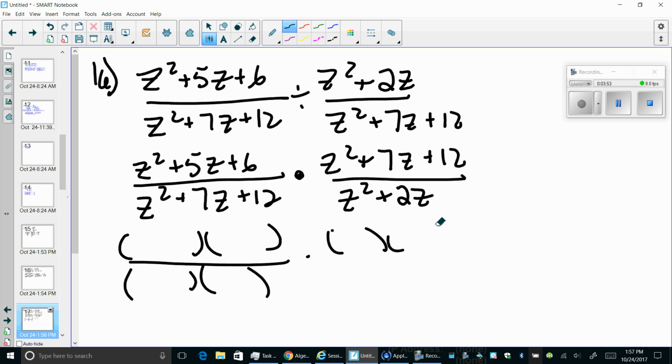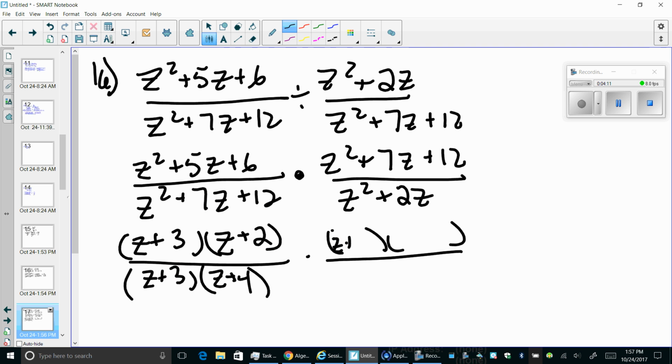All right, I'm looking for two numbers. I'm going to put a z and a z. I need two numbers that multiply give me 6 and add to 5. So 3 and 2. All right, here I'm looking for two numbers that multiply give me 12 and add to 7. So that'd be 3 and 4. Same thing here. This is exactly z squared plus 7z plus 12. It's the same thing. All of that cancels out. And then on the bottom, z squared plus 2z, I have a GCF. It's z. And then z plus 2. All right, that's now completely factored.